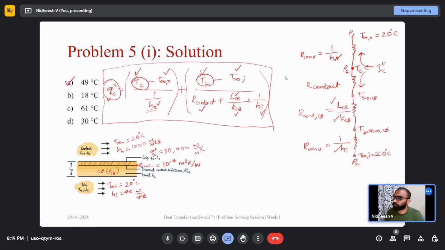Heat flux. Oh, I see, sir. It's clear, right? Yes. Okay. Yes. Thank you, sir. Thank you very much, sir. Any other queries?